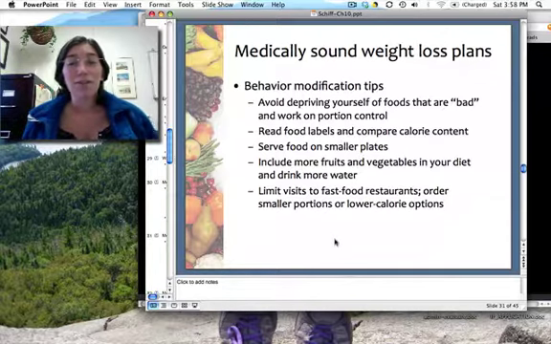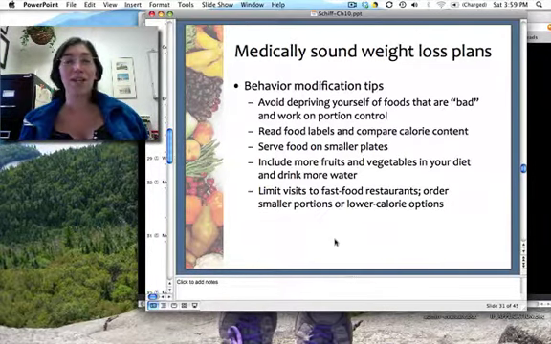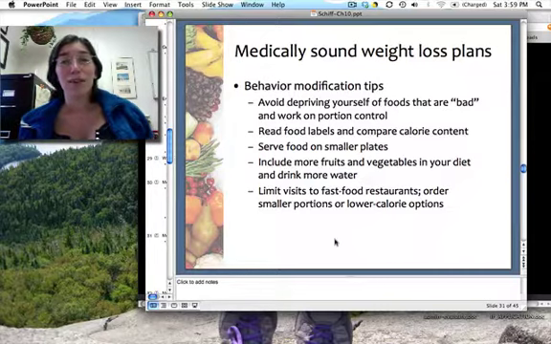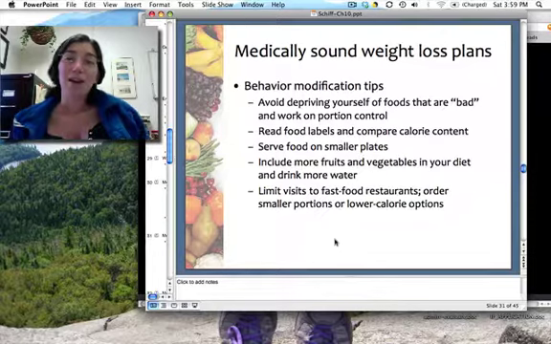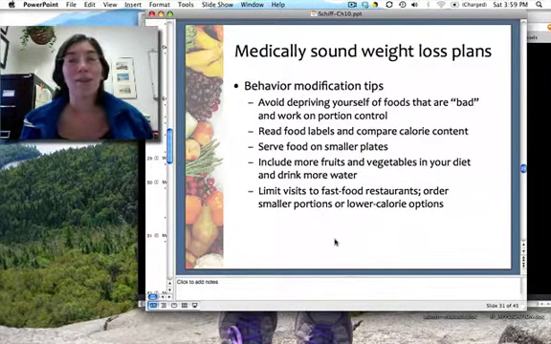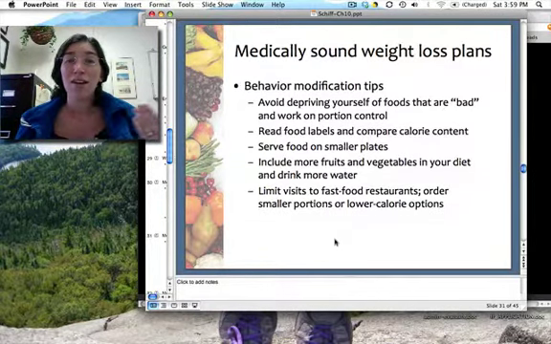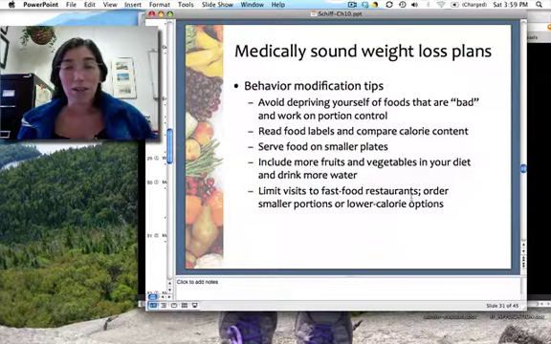Try to limit your visits to fast food restaurants. Again, don't cut them out entirely necessarily, but if you are going to McDonald's every single day, twice a day, start cutting back. Go once a day, go 3 times a week, go once a week. Cut back. Baby steps. Gradually make changes, but don't make changes cold turkey.